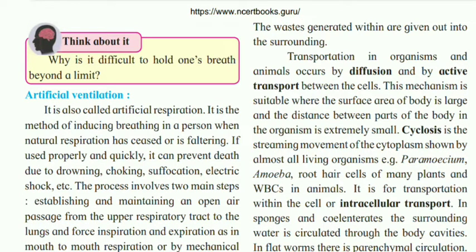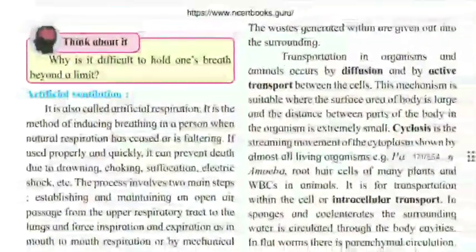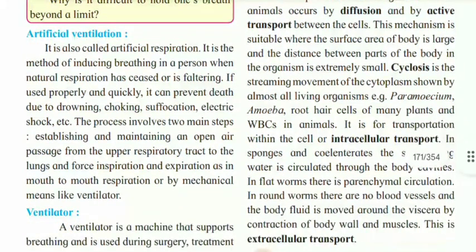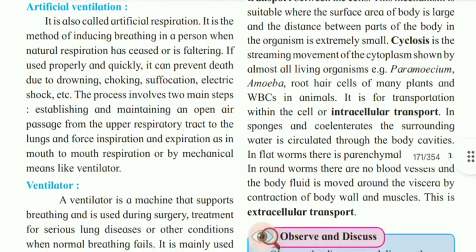Transportation in organisms and animals occurs by diffusion and by active transport between the cells. This mechanism is suitable where the surface area of the body is large and the distance between parts of the body in the organism is extremely small. Cyclosis is the streaming movement of the cytoplasm shown by almost all living organisms. Example: paramecium, amoeba, root hair cells of many plants, and WBCs in animals. It is for transportation within the cell or intracellular transport.